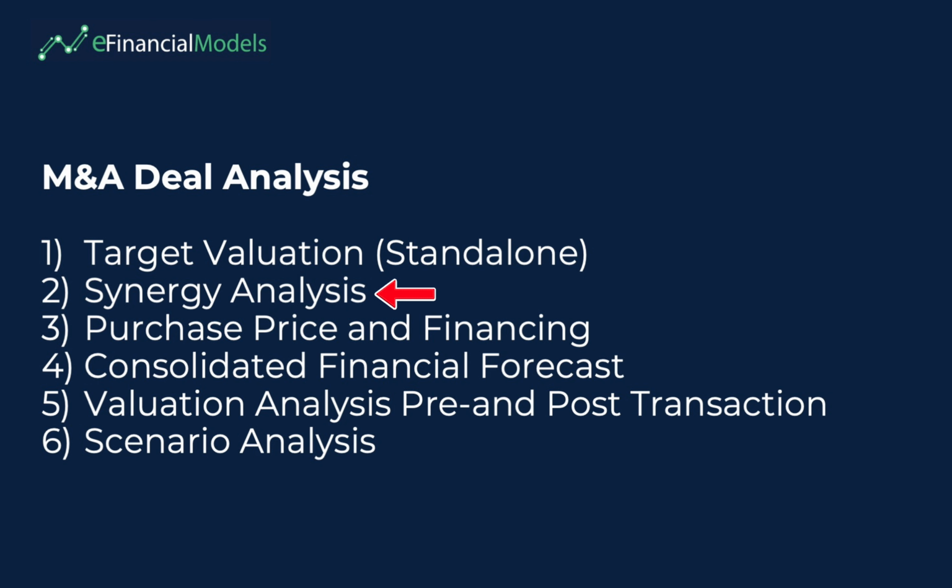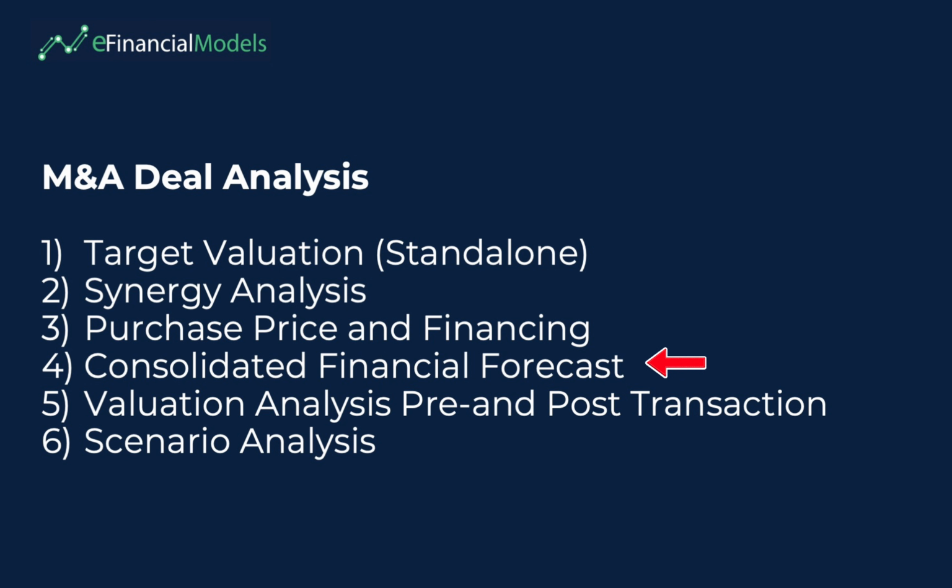And all this translates into value, which can then be attributed to synergies. The third step is that we need to decide how much we're going to offer to buy the company and how we're going to finance such a transaction, either via cash, debt, or equity in the normal cases.